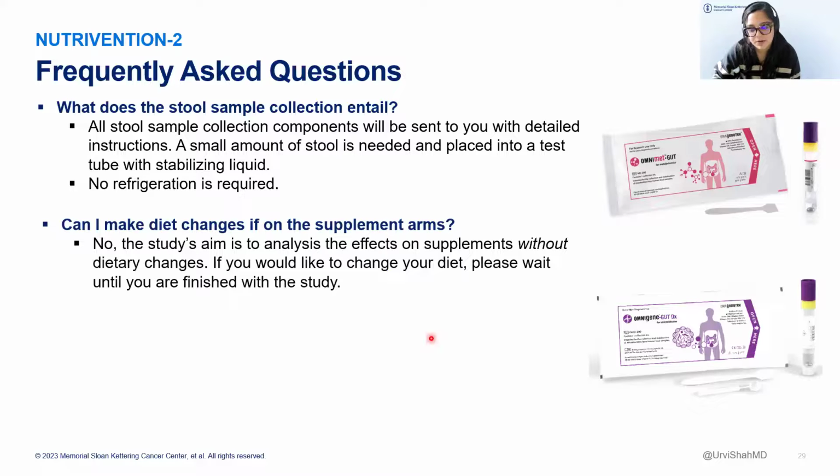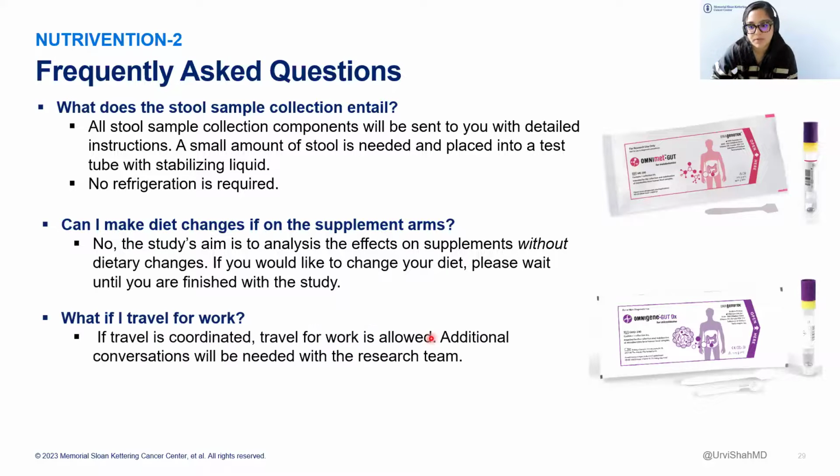And then another question that we get is, can I make diet changes if I'm randomized onto the supplement arm? So no, you're encouraged to not change your diet during the 2 weeks of you being on one of the supplement arms. But if you would like more information about dietary changes, you can do that once that 2-week period is over. And then if you travel for work, as I mentioned, if the travel is coordinated, we can make something work most likely. And if you have any questions, always just refer to HealthTree and their wonderful patient navigators.